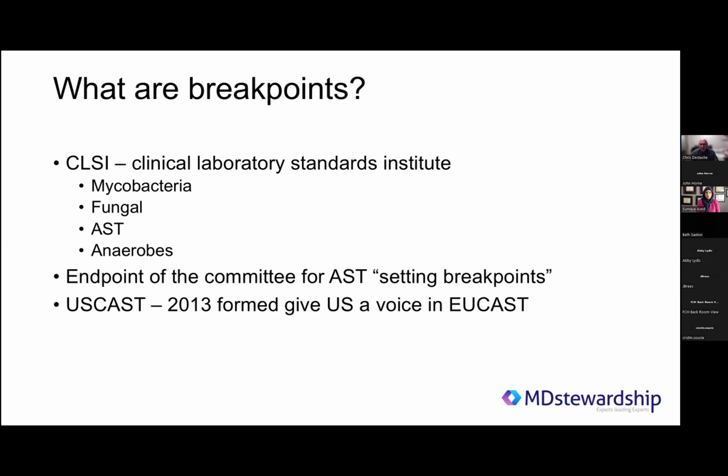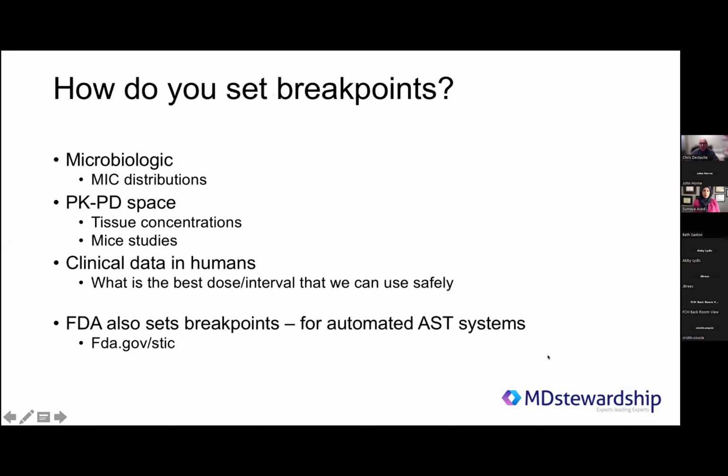EUCAST is the committee that produces breakpoints over in Europe, and USCAST was formed in 2013 to have the U.S. have a voice in the EUCAST process, because we're all in one world, and we're all fighting the same types of organisms that are developing resistance. So next slide then. So how do you set breakpoints?